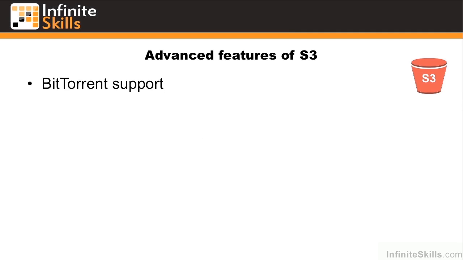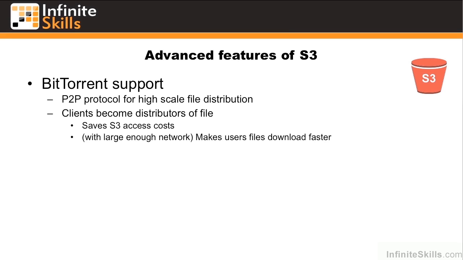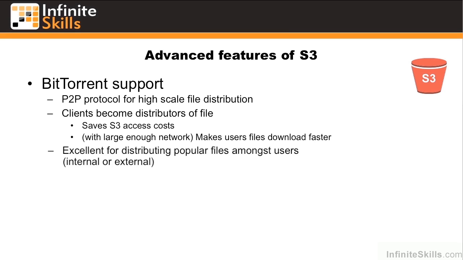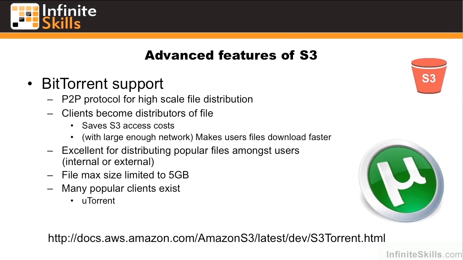S3 also provides support for BitTorrent. BitTorrent is a P2P protocol for high-scale file distribution. The clients themselves, after they've downloaded part of the file, become distributors of the file, therefore bypassing S3 directly and saving on S3 access costs. With a large enough network, it makes the user's files also download faster. BitTorrent is an excellent choice for distributing popular file formats such as video and music. The maximum file size is, however, limited to 5 GB. There are many popular clients that exist, with MicroTorrent perhaps being one of the most popular. This URL has more information about how to deal with S3 BitTorrent support.